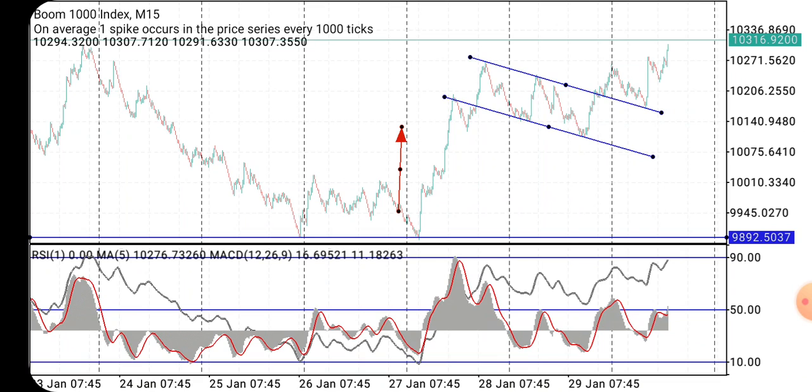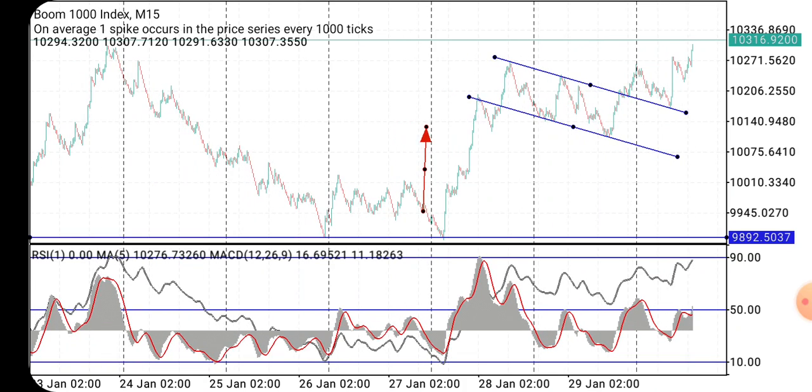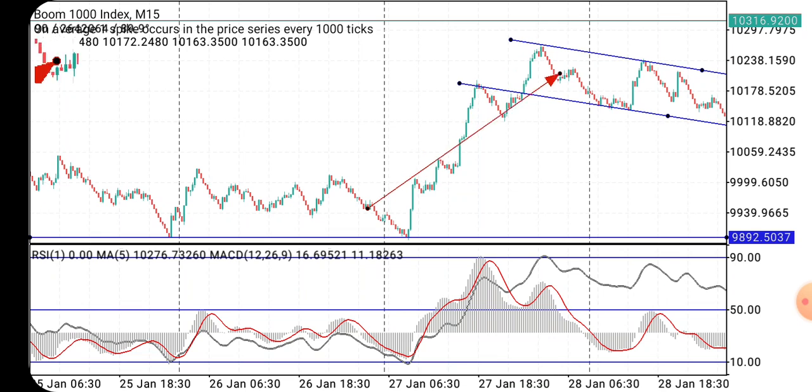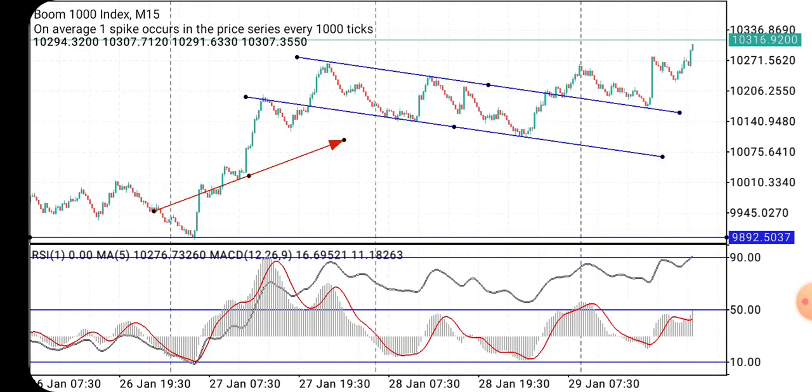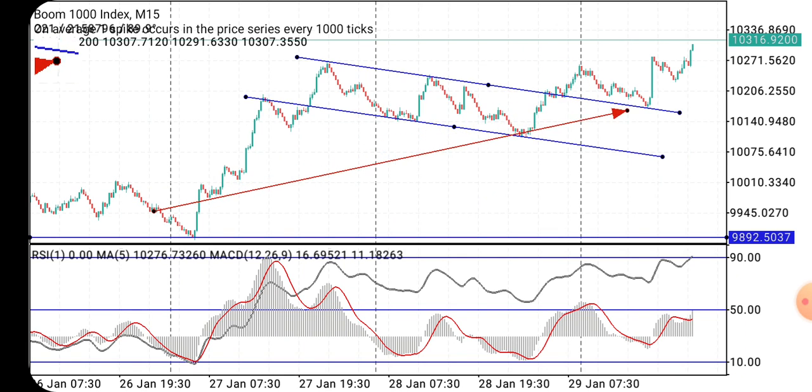Then it was being turned. Resistance here. Let me zoom in. It was being turned by resistance here. Resistance, support. So then we wait for a breakout. Breakout meaning the market would break this channel, break this flag, break this trend line, then come back and retest. If it comes back and retests the trend line like this, it shoots up.